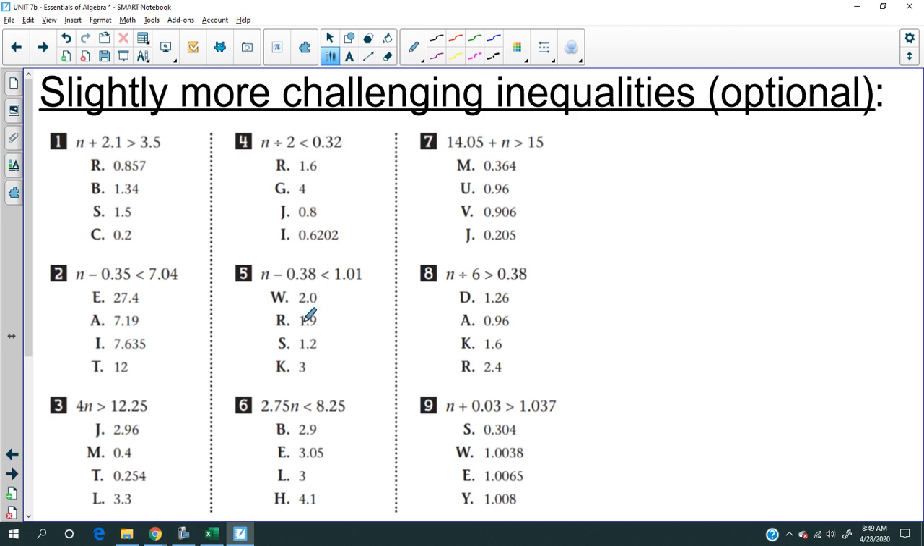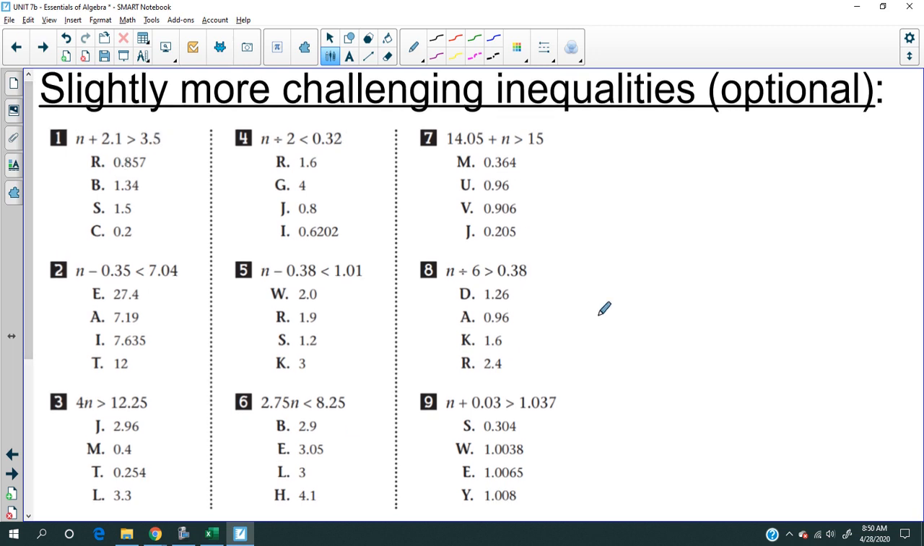Okay, so before we end, I have these slightly more challenging inequalities. Now they're challenging really only in the sense that we're using decimals here. Okay, so if you want some extra practice, here you go. All right, there are 9 questions here. I'll leave it up here for about, I don't know, like 10 seconds, so you can press pause and do these questions.